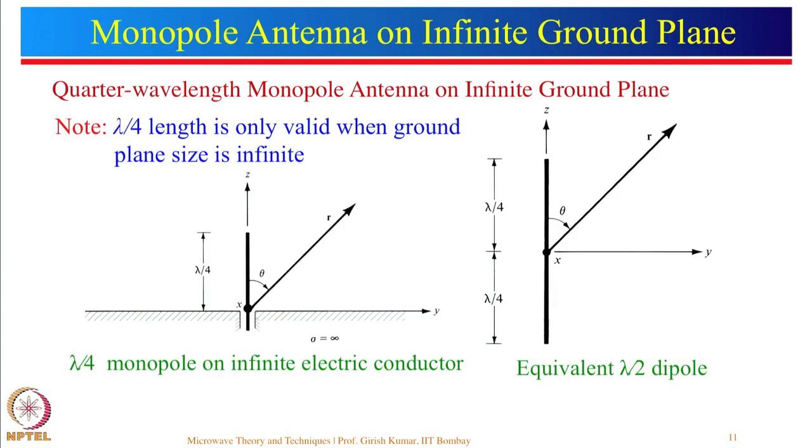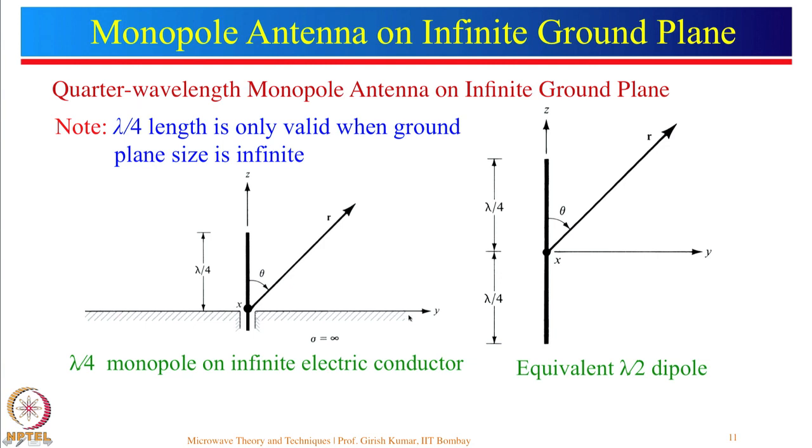Now let's talk about monopole antenna. Now majority of the time, various books would talk about a monopole antenna on infinite ground plane, and they would mention that use this particular length as lambda by 4. So let's see what most of the books write. So basically what they show, this is a lambda by 4 antenna which is fed using a coaxial connector. So this is good for infinite ground plane.